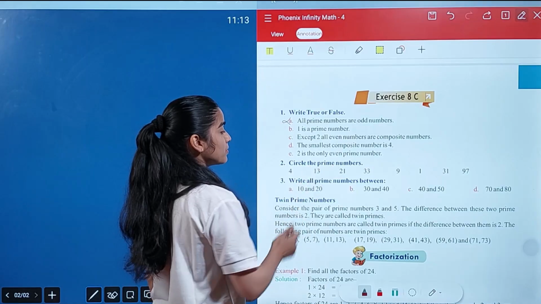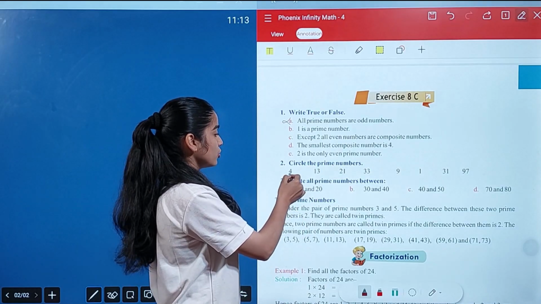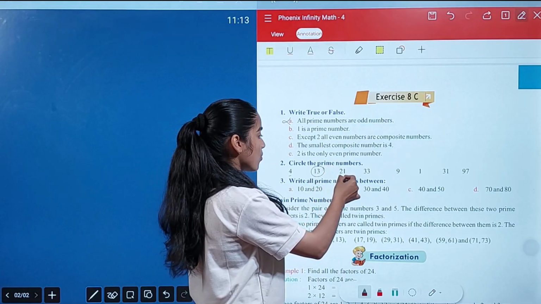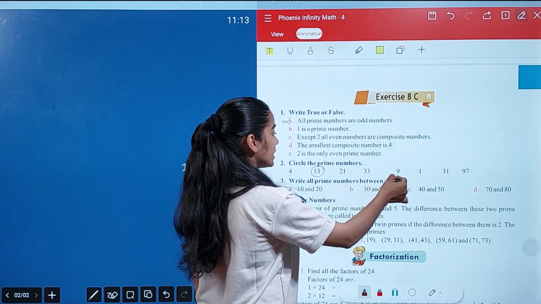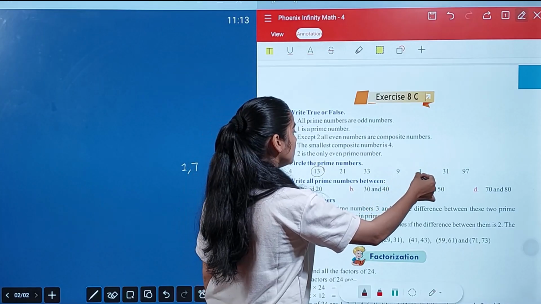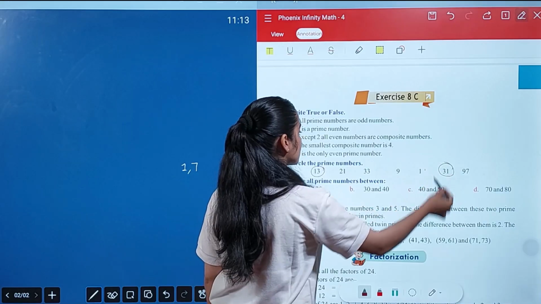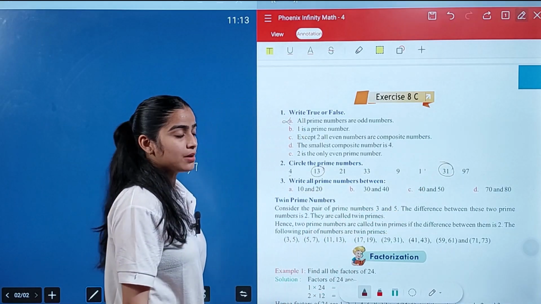Circle the prime numbers. Is 4 a prime number? No. 13 is a prime number? Yes. 21, no. 33, no. 9, no. 1, you can say that, but okay. 31, yes. So these are your prime numbers.